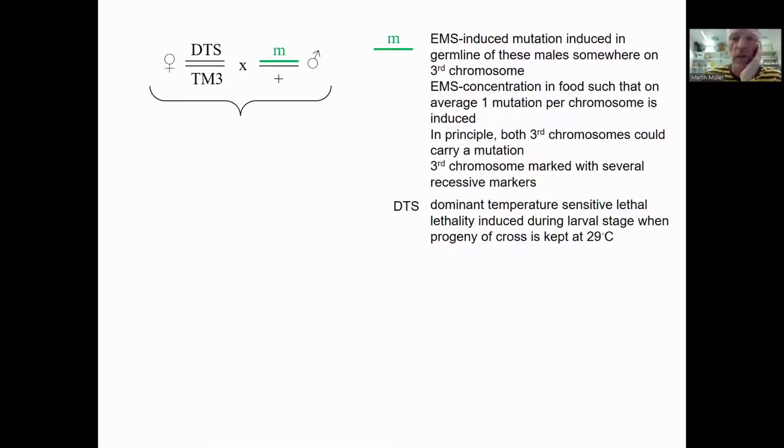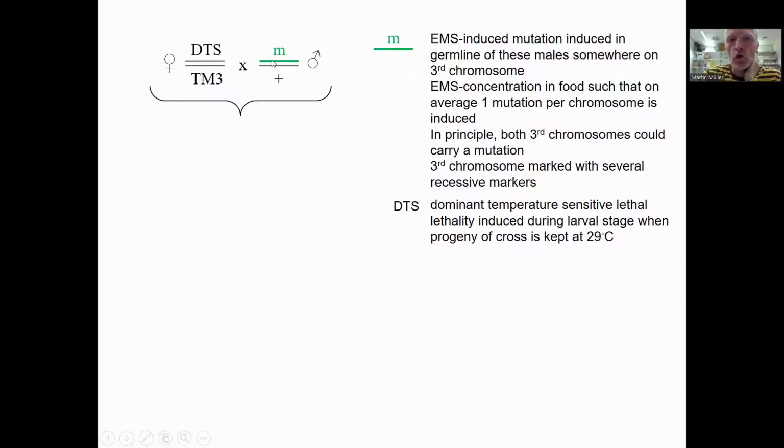Of course, this is important. If you have a too high concentration of EMS, you induce too many mutations, and then this, of course, can complicate the analysis of your screen.